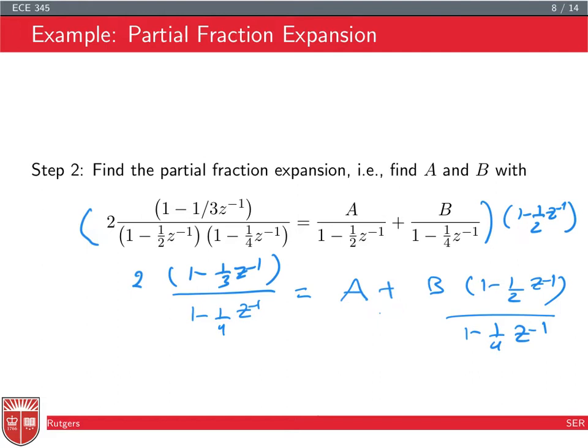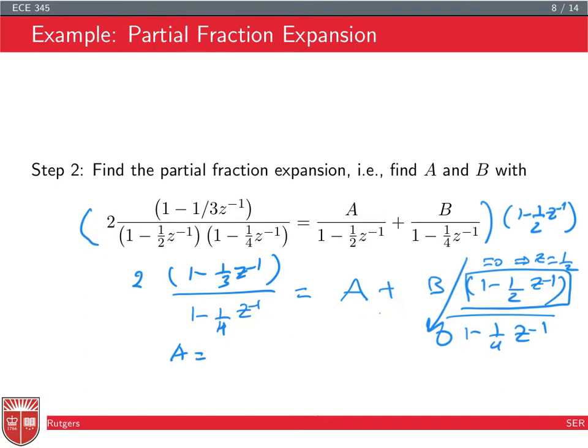If I want to cancel out B, I can take this term to be equal to 0, which means that I can set z^-1 equal to 2. I'm sorry, z equal to 1/2, or z^-1 equal to 2, right? Because this means 1/2 z^-1 equal to 1, z^-1 equal to 2, or z equal to 1/2. So I plug in z equal to 1/2 in the whole equation. You're going to zero out B, and you're going to find the value of A.